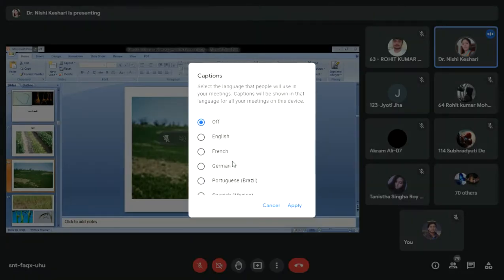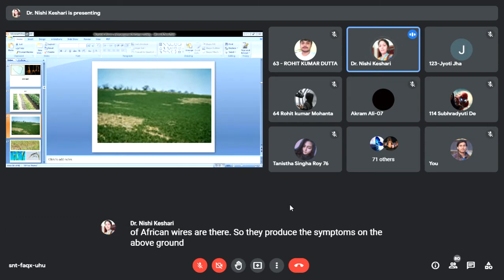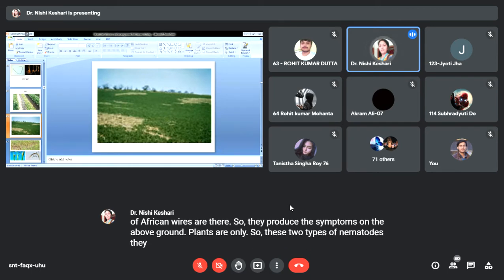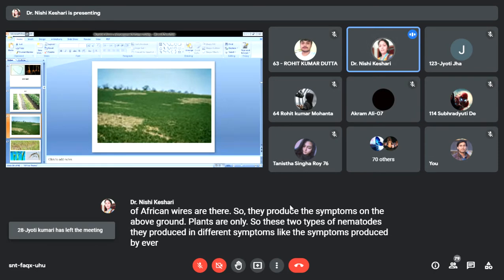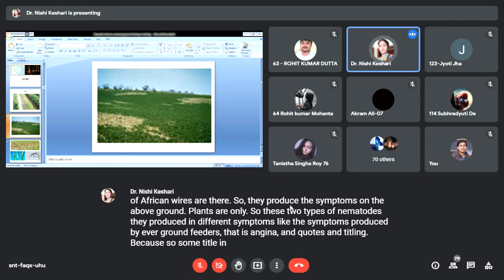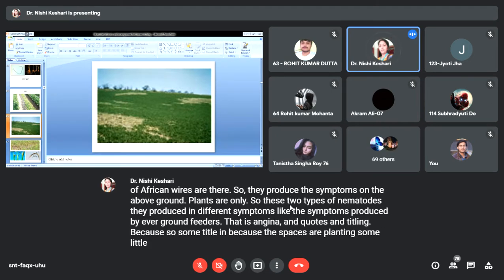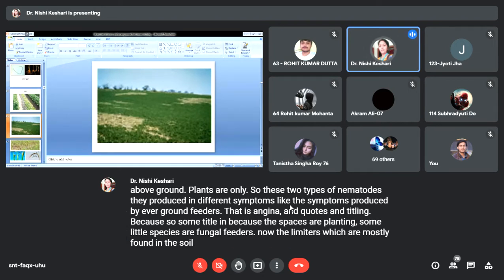In that case, Anguina, Aphelenchoides, and species of Aphelenchoides are there. They produce symptoms on the above ground plant parts. These two types of nematodes produce different symptoms. The symptoms produced by above ground feeders are by Anguina, Aphelenchoides, and Ditylenchus. Some Ditylenchus species are plant parasitic, some Ditylenchus species are fungal feeders. Now, the nematodes which are mostly found in the soil are below ground feeders.